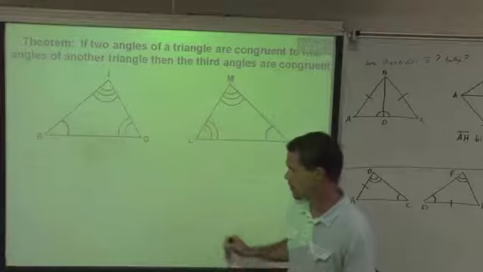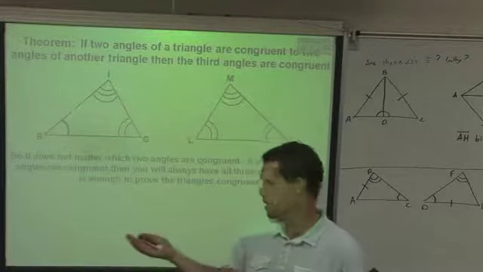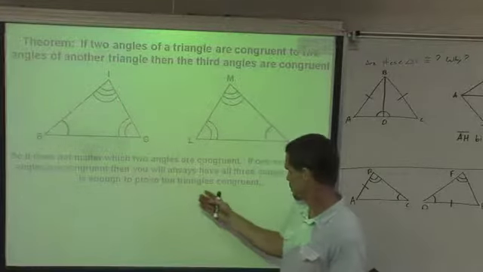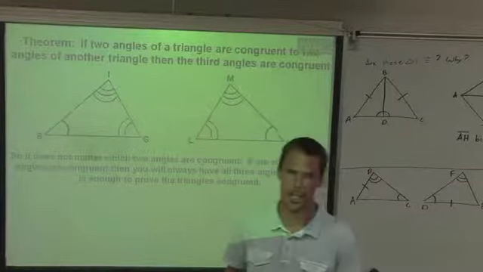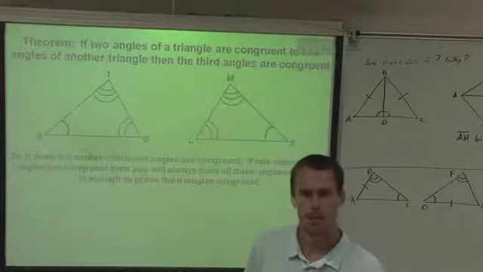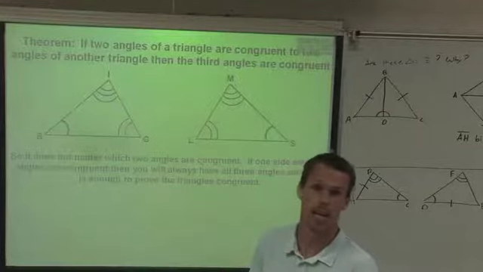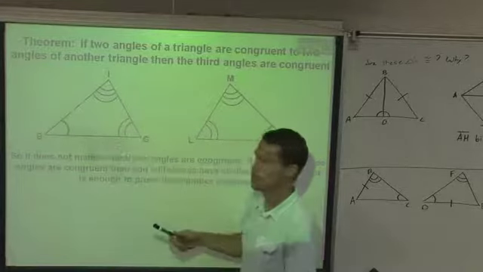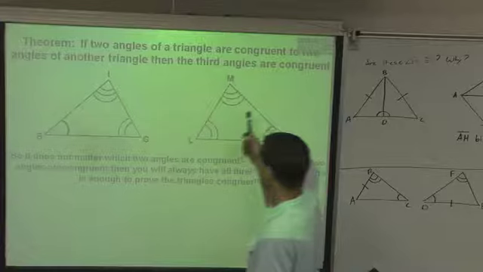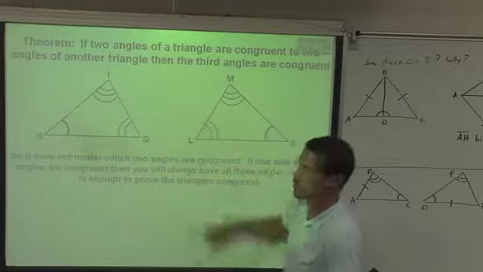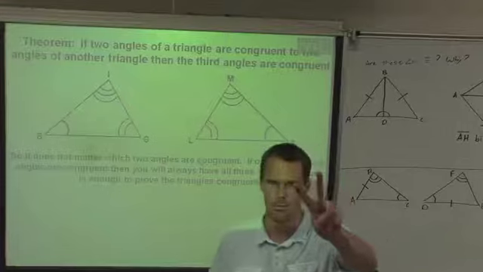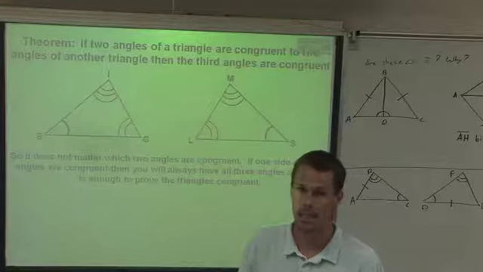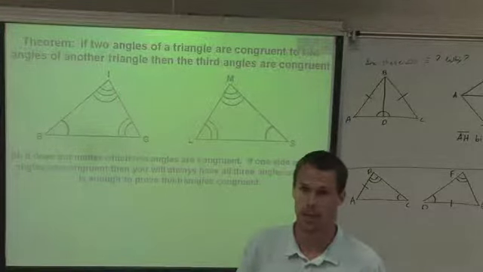Well, if this is true, then it doesn't matter which two angles are congruent. If one side and two angles are congruent, you will always have all three angles congruent. And if all three angles are congruent, now we would have angle-side-angle no matter what. No matter what side we mark congruent, angle-side-angle. Angle-side-angle. Maybe it's these two, angle-side-angle. So as long as you have two angles congruent to two angles of another triangle, and one side that is corresponding, you would be able to prove the triangle is congruent.